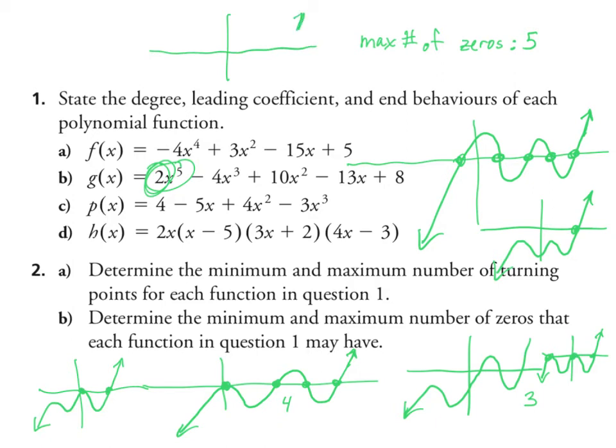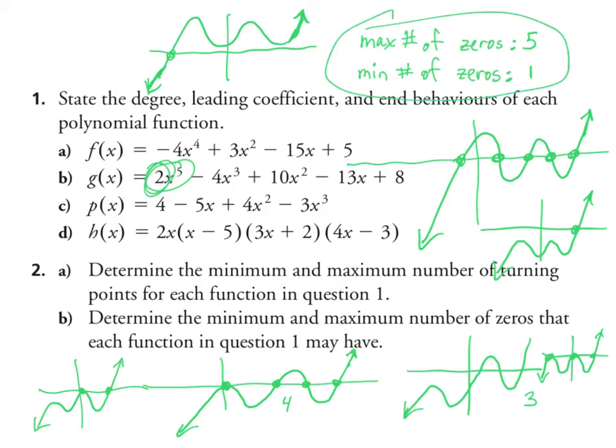Because I know it's an odd degree, that means it's high over here and it's low over here. Somehow you have to get from up here to down here. So at some point you go 1, 2, 3, 4. I have to go through. So the minimum number of zeros is 1. So an odd degree polynomial has to have at least 1 zero because we know the end behaviors are opposites of each other.